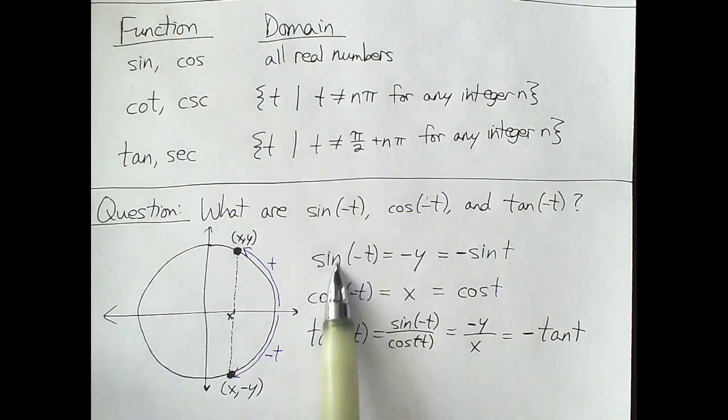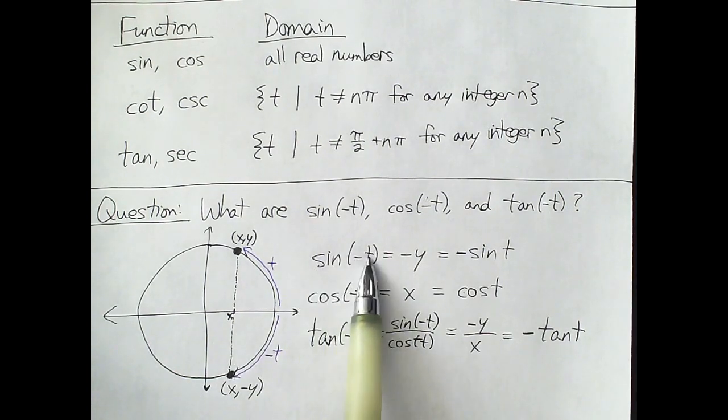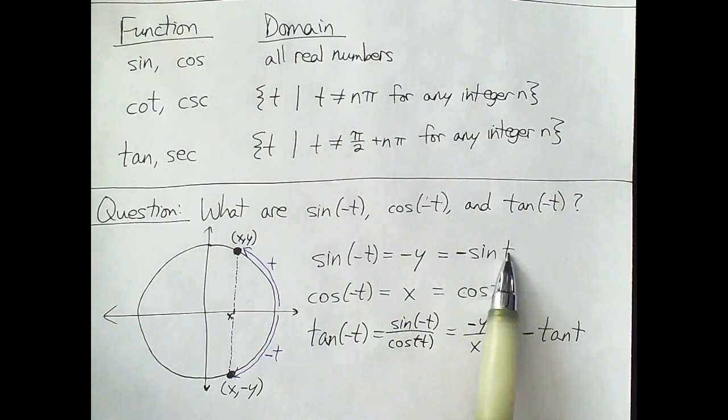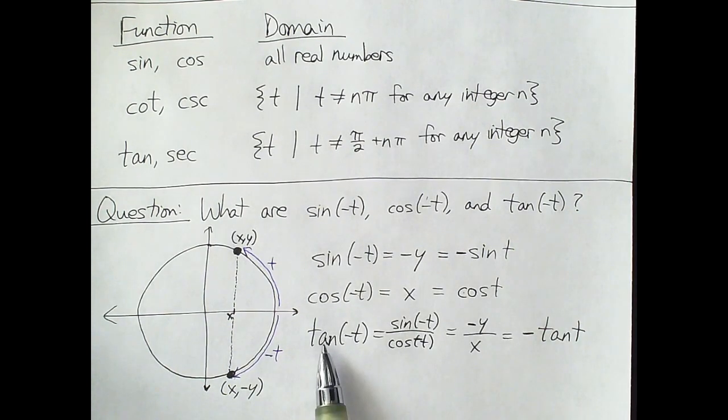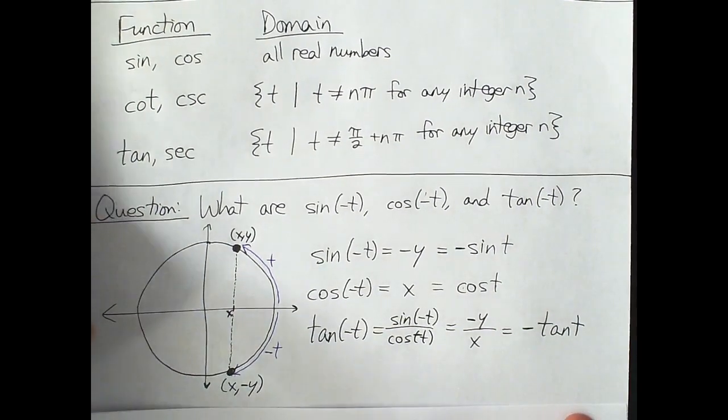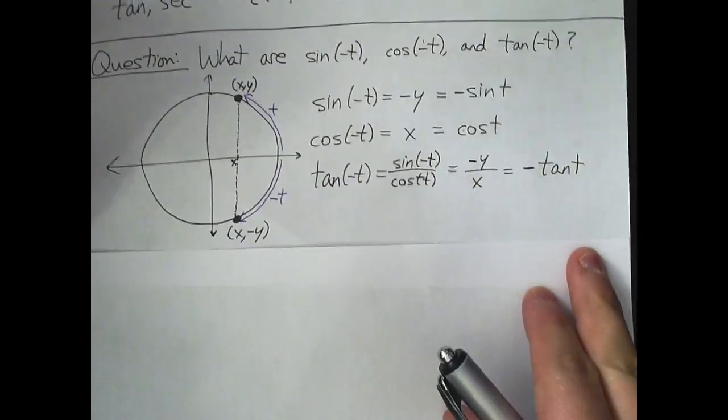So each one of these things could be used as a fact. We could remember some facts about sine and cosine and tangent: the sine of a negative t is the same as negative sine of t. Cosine of negative t is positive cosine of positive t. And tangent of negative t is negative tangent t. What we're doing is starting to establish some facts, or you might say properties, about these trig functions.